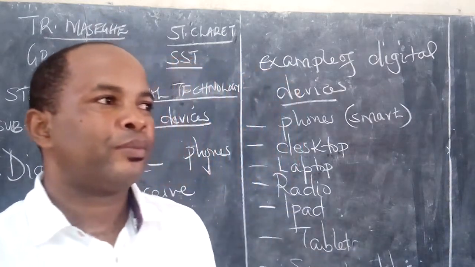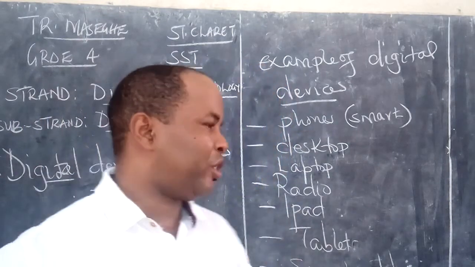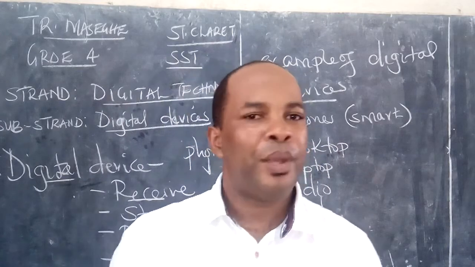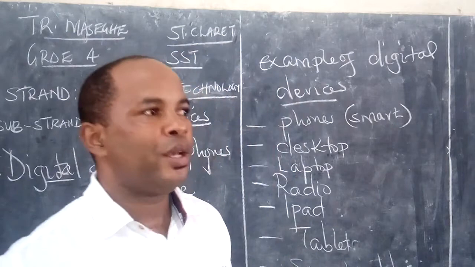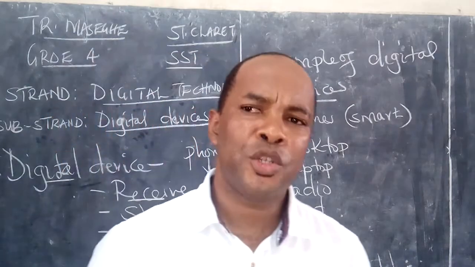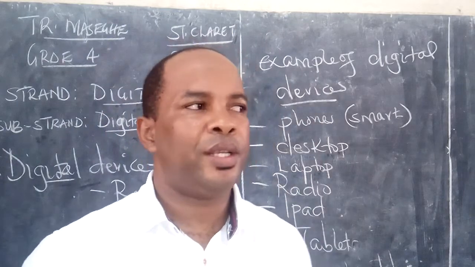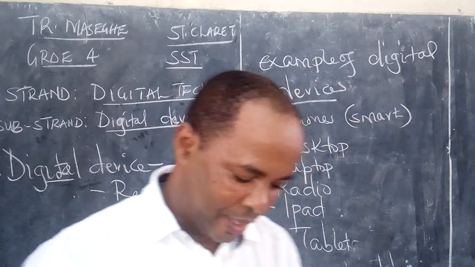Maybe some of you have seen smartwatches. Most of you have seen smartphones, but smartwatches maybe are not that common, but we still have very many people with smartwatches. So up to there, we have been able to explain the meaning of what a digital device is and also name some of the digital devices.